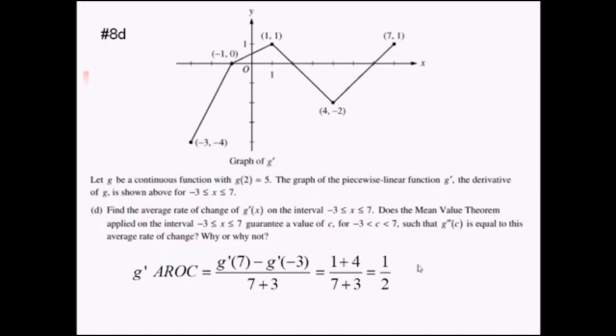So let's review mean value theorem. For mean value theorem to apply, we need continuity across the whole interval. And we do have continuity for g prime. There are no breaks anywhere in here, so that piece is fine. We also need differentiability across the open interval from negative 3 to positive 7. Do we have differentiability everywhere? Well, not really. We've got corners really all over the place. Specifically at negative 1, positive 1, and positive 4.